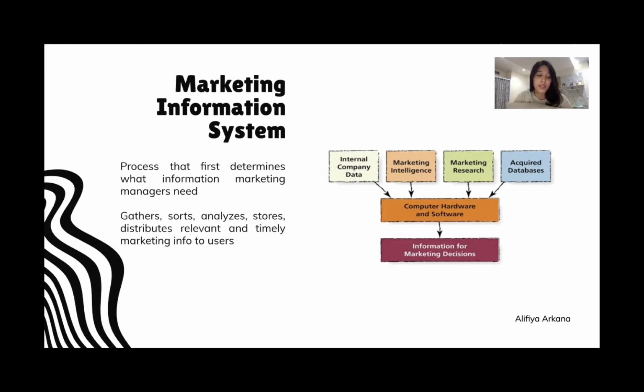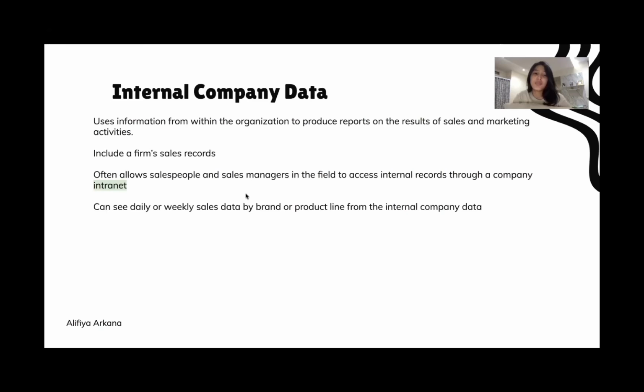The second one is computer hardware and software. It is used to analyze the data to create reports. And the third one is output for marketing decisions. So here's the first one, which is called internal company data. It uses information from within the organization to produce reports on the results of sales and marketing activities.